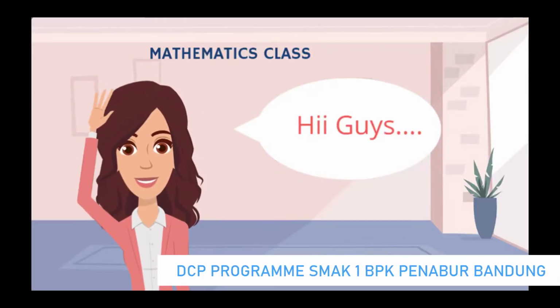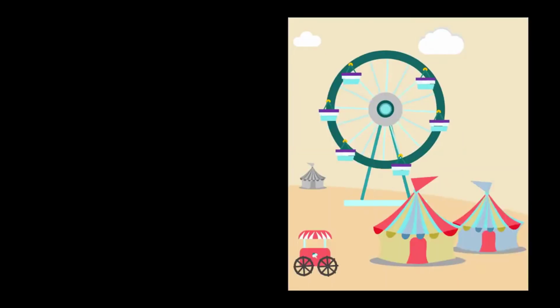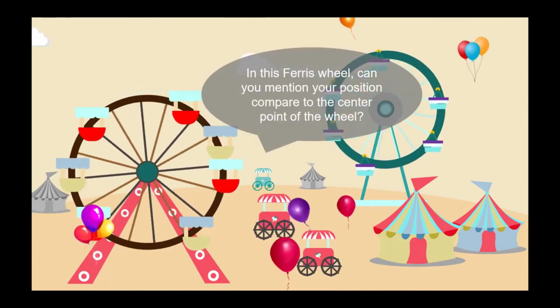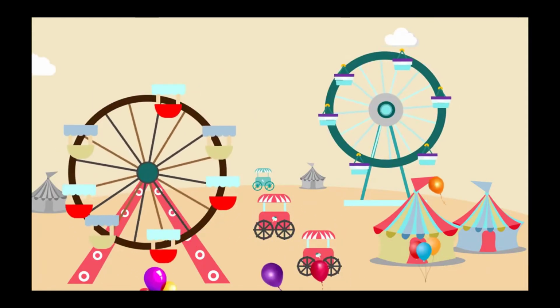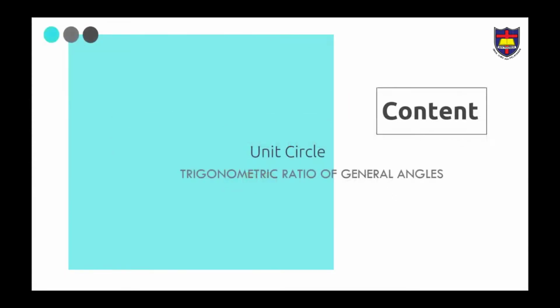Hello guys, this is Mathematics class with me, Ma'am Ruth. In this Ferris wheel, can you mention your position compared to the center point of the wheel? So this is what we will learn, the trigonometric function part 2. The content is about how we use the unit circle to find out the trigonometric ratio of general angles.